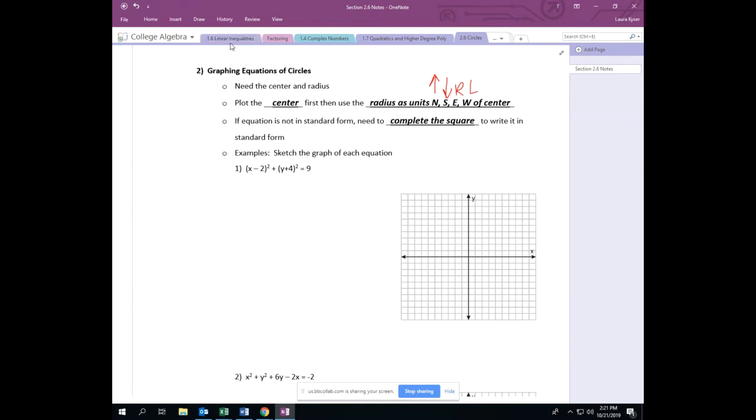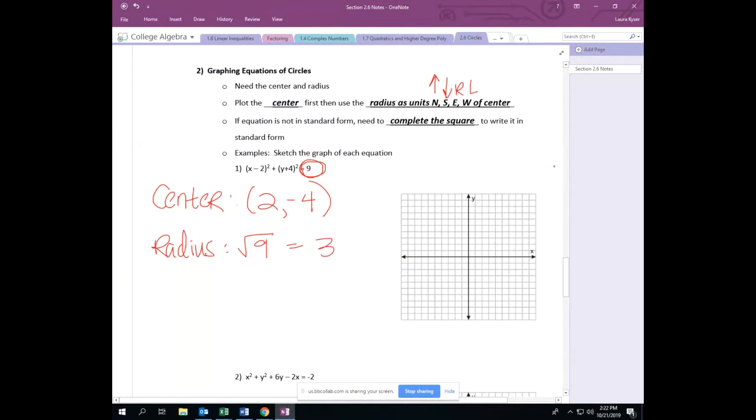Now, if you remember what I said whenever you're graphing, you're going to pull out the center first. And when you pull out the center, use the opposite signs on these two values. So we're not going to use -2, we'll use +2. And we're not going to use +4, we use -4. So there's your center. And then to find the radius, because of the nature of the formula, whatever this value is over here, we are going to take the square root. And we get 3.